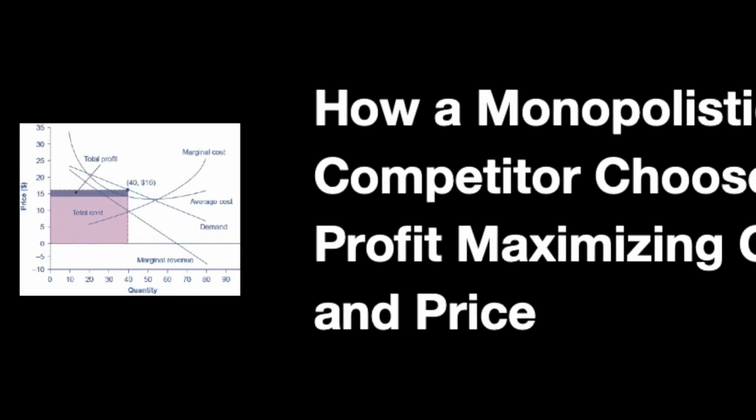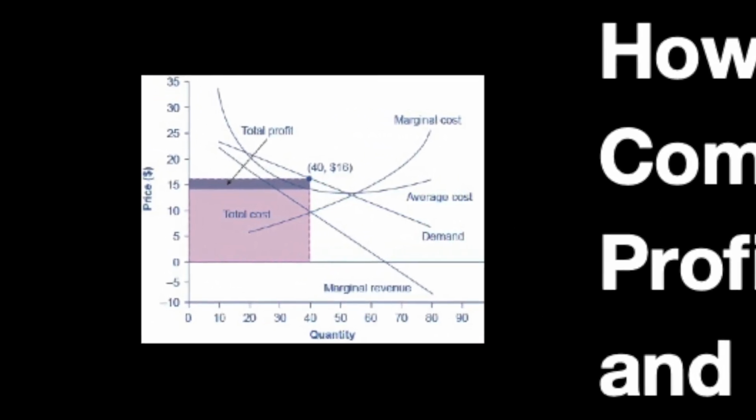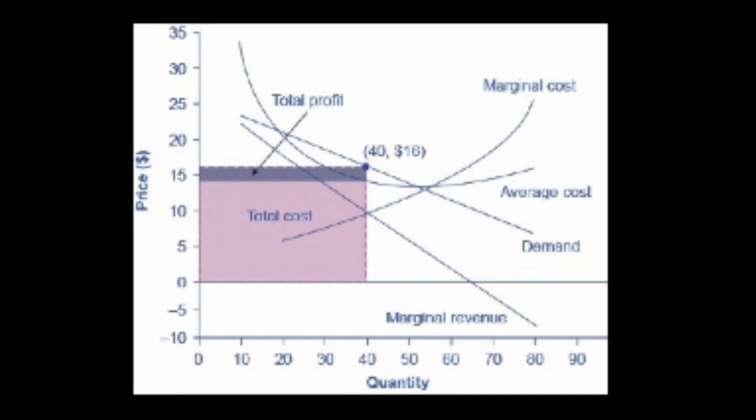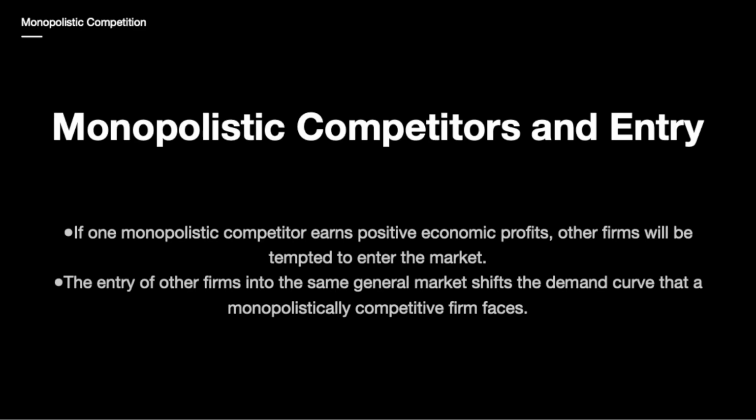How a monopolistic competitor chooses its profit maximizing output and price. To maximize profits, a firm would choose a quantity Q where marginal revenue is equal to marginal cost. Here it would choose a quantity of 40 and a price of $16. Monopolistic competition and entry. If a monopolistic competitor earns positive economic profits, other firms will be tempted to enter the market. The entry of other firms into the same general market shifts the demand curve, as a monopolistically competitive firm faces.